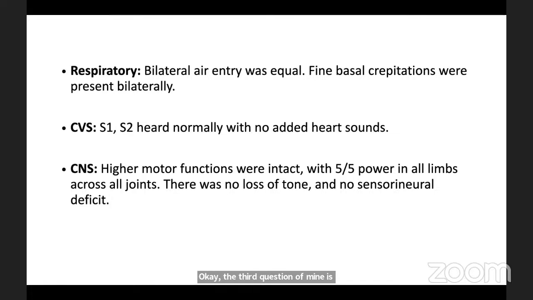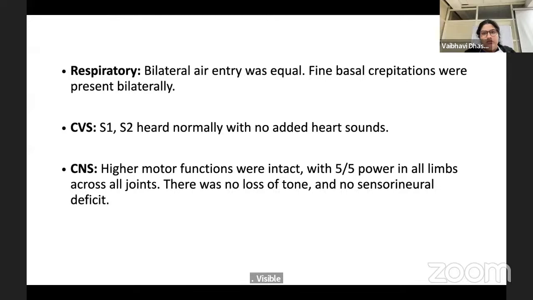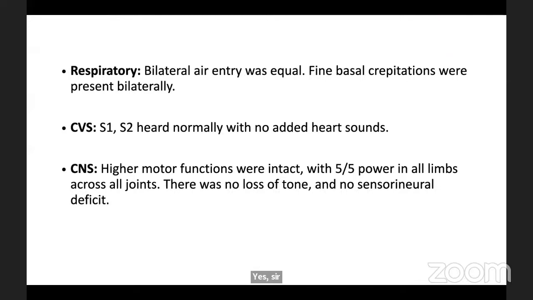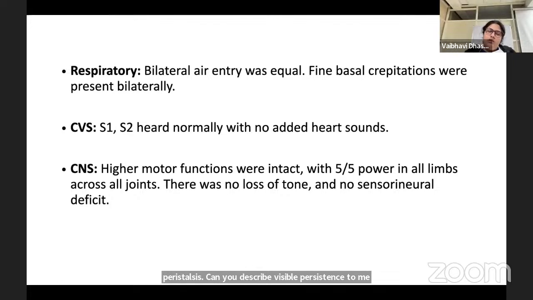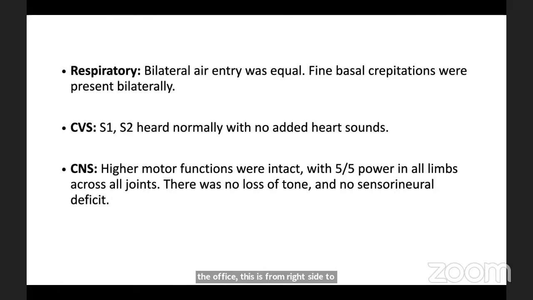The third question of mine is visible peristalsis. You have examined this patient and found visible peristalsis. Can you describe visible peristalsis to me? Visible peristalsis is basically a wave-like motion that we can see, usually in lean and thin patients, that occurs in the direction opposite to... initially it will occur. So the direction of the peristalsis is from left to right. How will you differentiate between a pyloric obstruction and a duodenal obstruction?